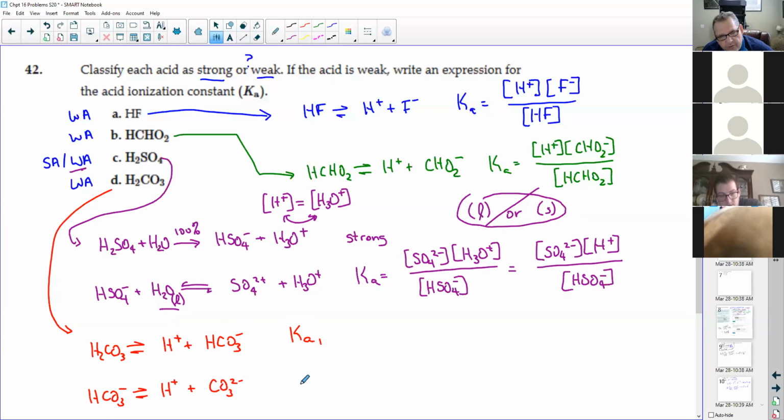We call the loss of the first proton Ka1, and the loss of the second proton Ka2. So for the first proton, Ka1 would be H plus times the bicarbonate, products over reactants. And then for the Ka2, again, products over reactants.